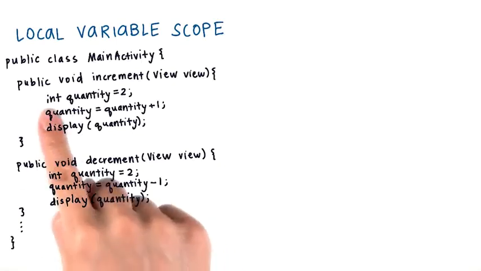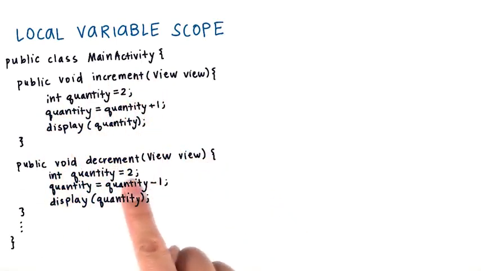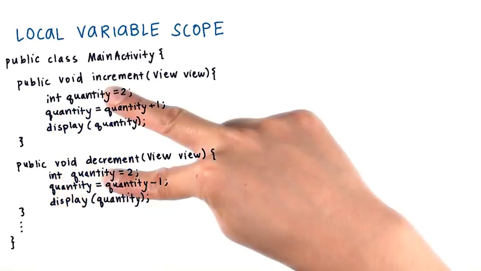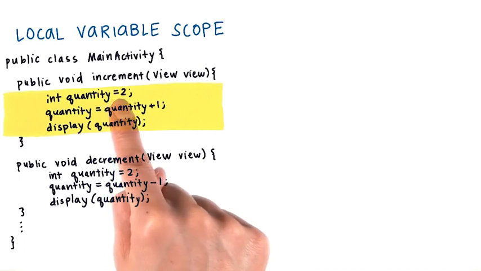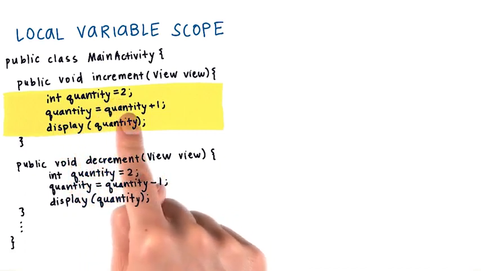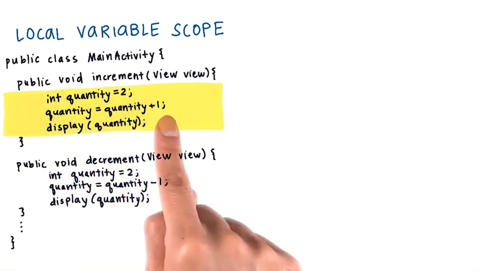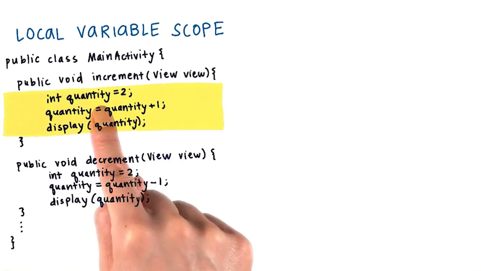In the old code, we declared a local variable for quantity in the increment method and a local variable for quantity in the decrement method. The reason why we can declare a variable with the same name twice is because they are in different variable scopes. This is the scope of the quantity variable declared in the increment method. Within these bounds, we can refer to the quantity and update the quantity, but outside of these bounds, other methods would not know about this quantity variable. You would get an unresolved symbol error because other methods wouldn't know about this variable.